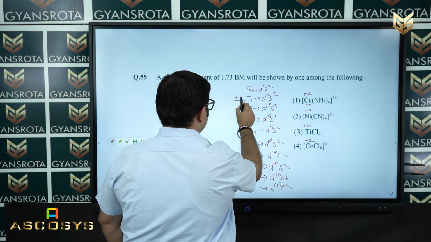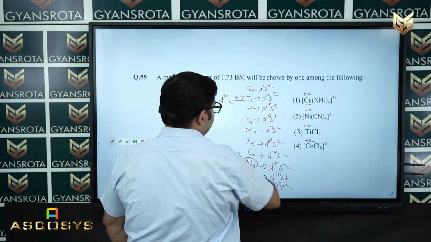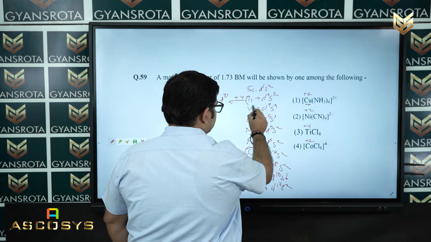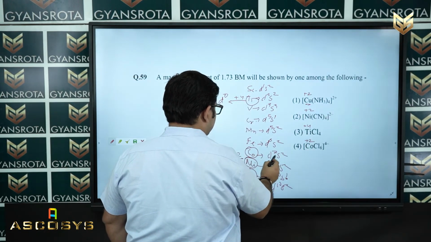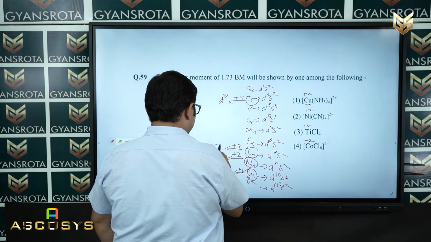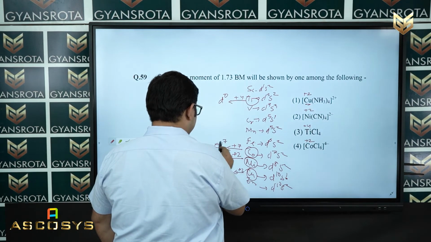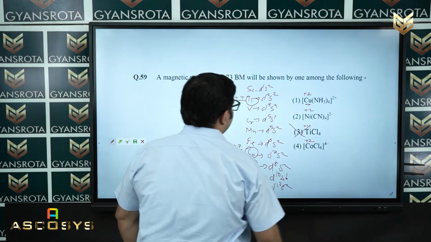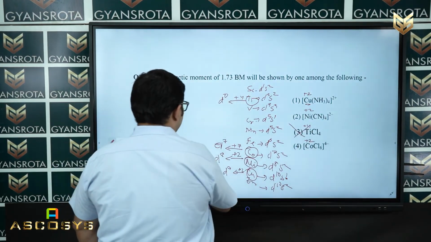Now, another one is Ti, and it will be plus 4. So, if I do plus 4, it will be d0. And CoCl6, that is cobalt, where it is this one. So, for this we require plus 2, if I remove plus 2 here, it will be d7. Now, for this one TiCl4 we can already neglect it.